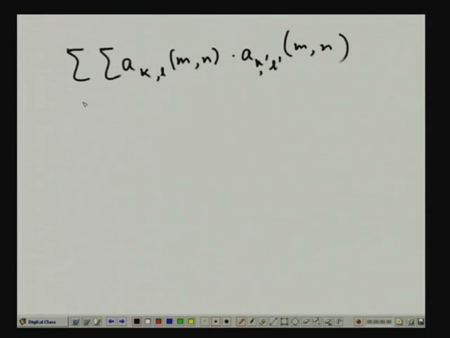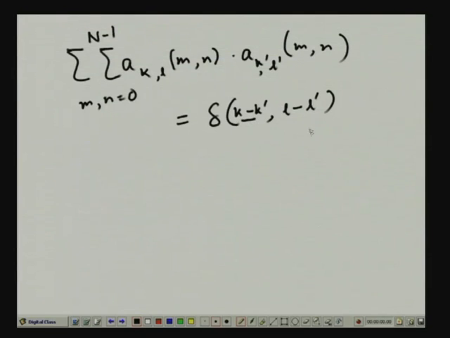If I take this summation for m, n equal to 0 to capital N minus 1, this will be equal to a Kronecker delta function of k minus k dash and L minus L dash. So, it says that this functional value will be equal to 1 whenever k is equal to k dash and L equal to L dash. In all other cases, this summation will be 0.